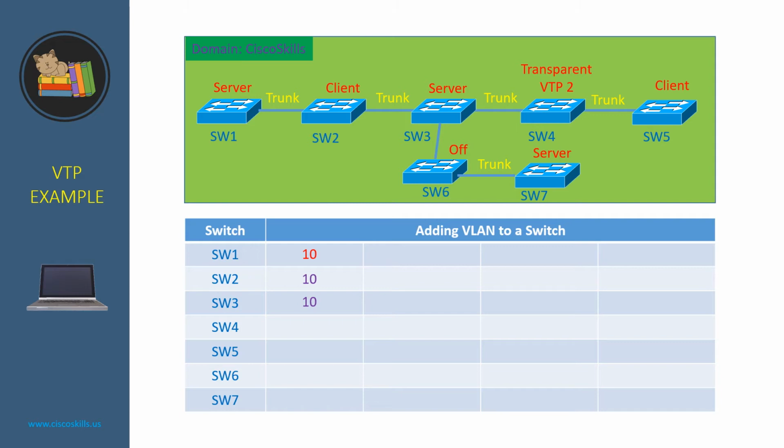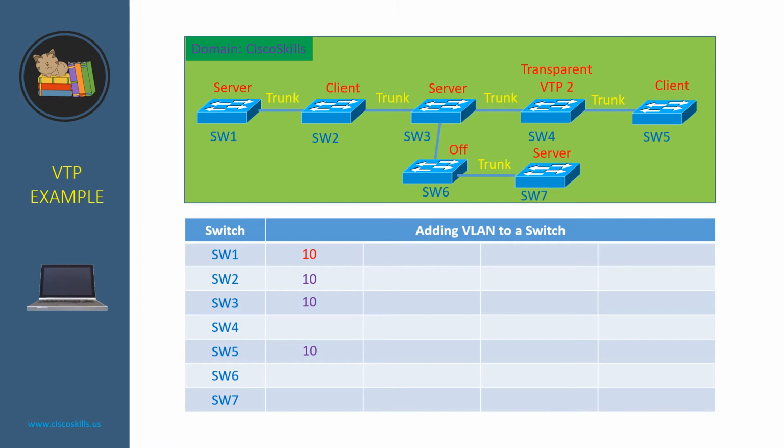However, switch 4 is in transparent mode, so it doesn't take the configuration, but it is using VTP version 2, so it advertises the configuration to switch 5. Switch 5 is in client mode, so it updates the configuration. Switch 3 also advertises the configuration to switch 6, but switch 6 is in off mode, so it doesn't take the configuration and it doesn't advertise the configuration to switch 7.